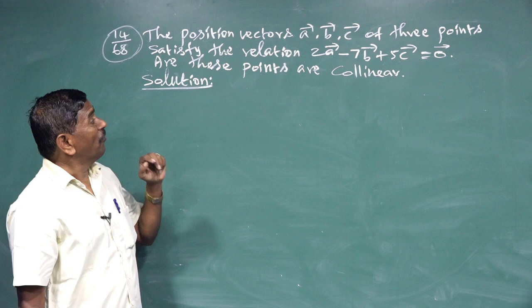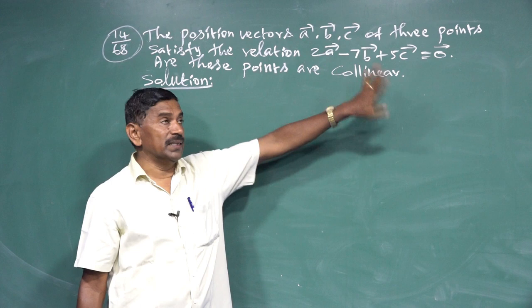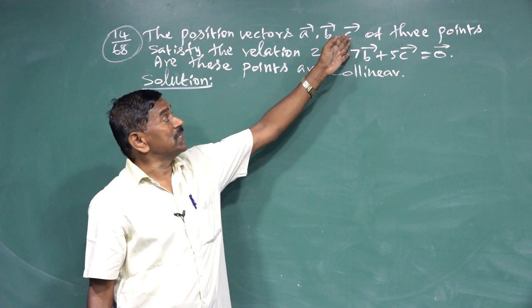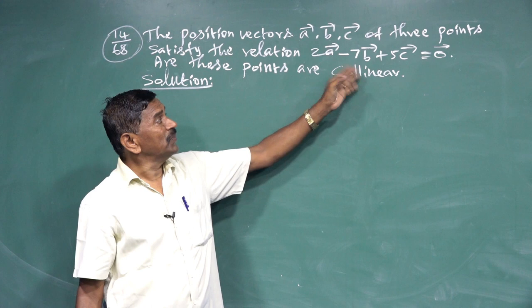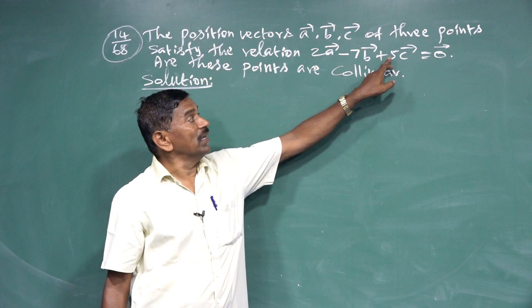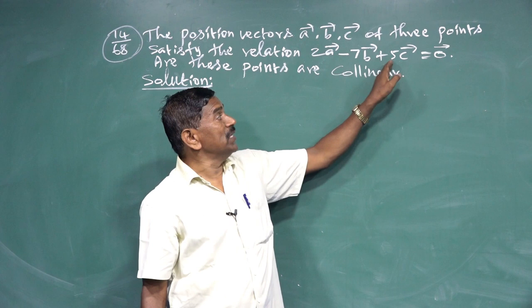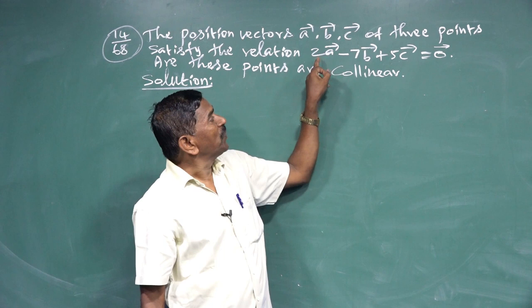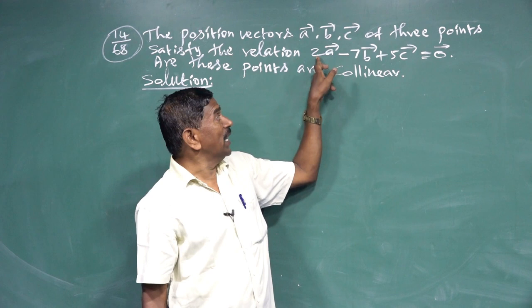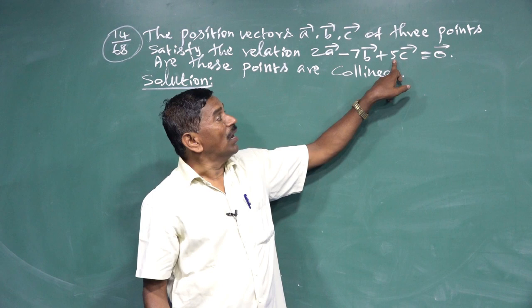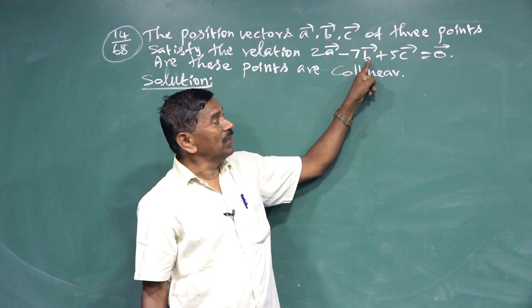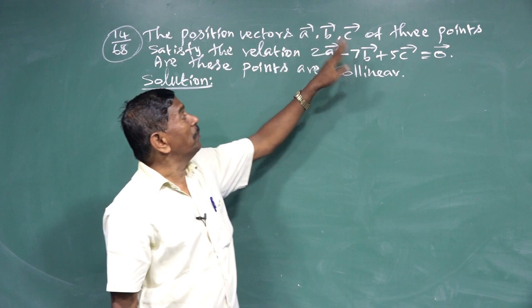What is the condition that the 3 vectors are collinear? Listen. The condition that a vector, b vector, c vector are collinear if and only if x into a vector plus y into b vector plus z into c vector equal to 0 vector, where x plus y plus z equal to 0 and x, y, z are real numbers. Also here x, y, z, none of them is 0, which means x is not equal to 0, y is not equal to 0, z is not equal to 0, and which satisfies x into a vector plus y into b vector plus z into c vector equal to 0 vector. Then the given three points a vector, b vector, c vector are collinear.